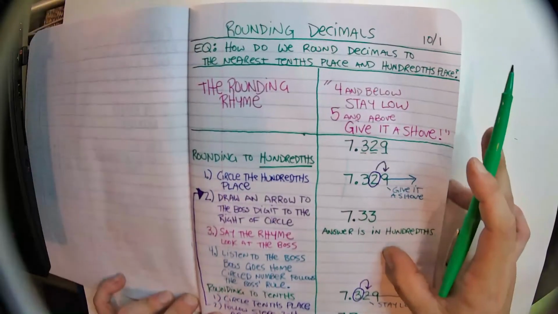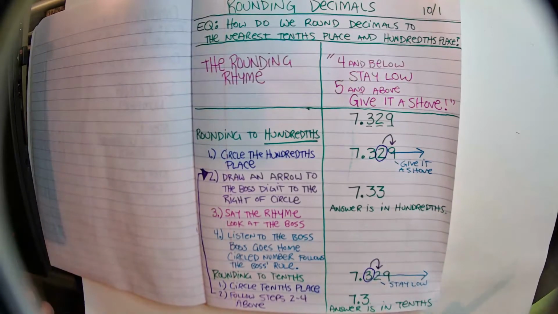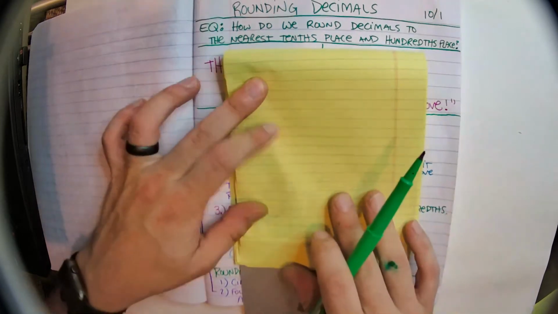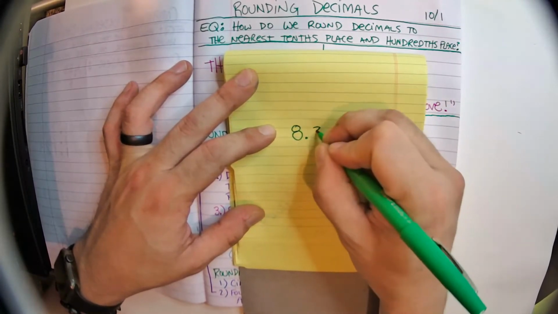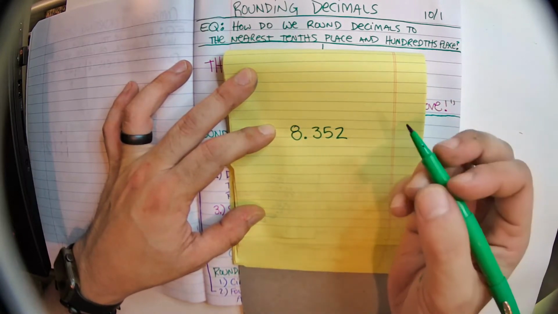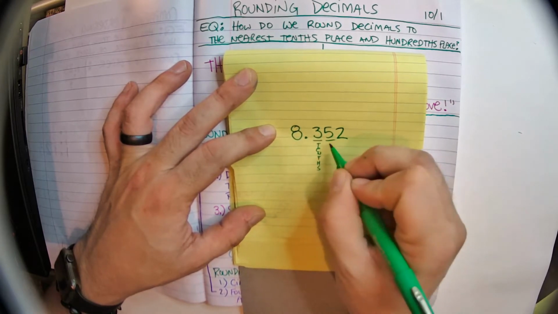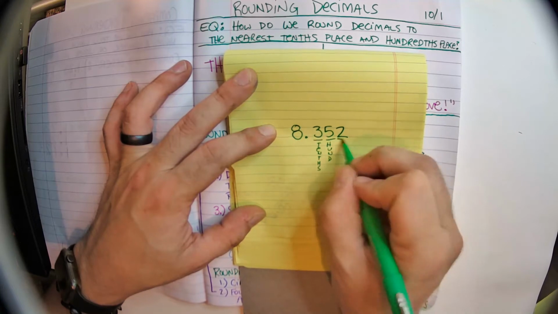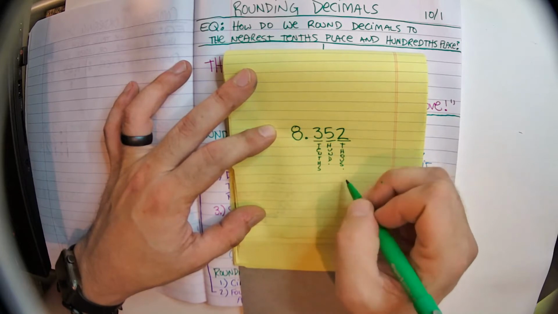Okay? So, just to take a look and give you some more real quick examples. Just wanted to show you once more, just in case you're still like, I think I got it. Okay, so let's take a number like 8 and 352 thousandths. All right, remember, here's your tenth, here's your hundredths, and here's your thousandths. I'm just abbreviating, but just remember, these are hundredths and these are thousandths.